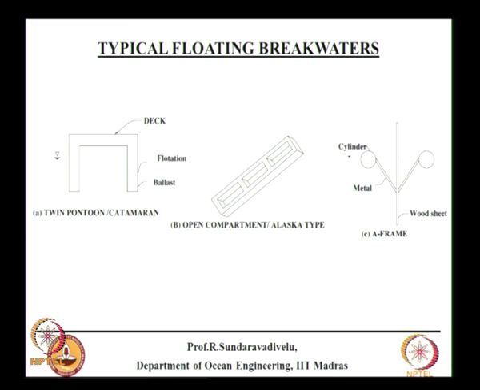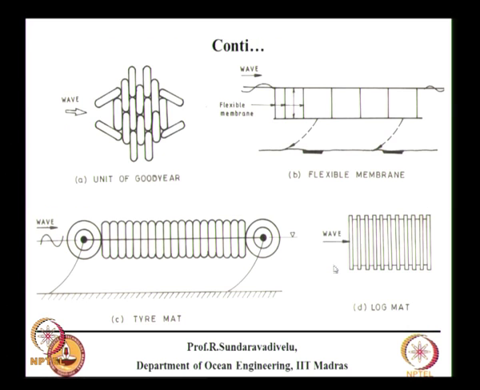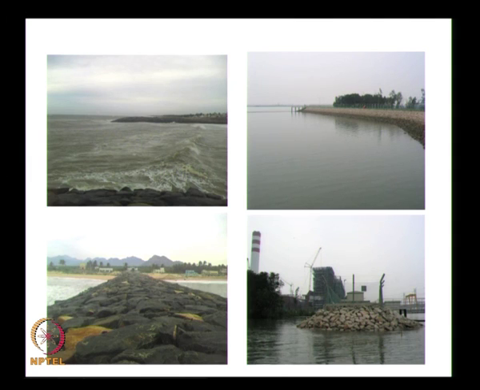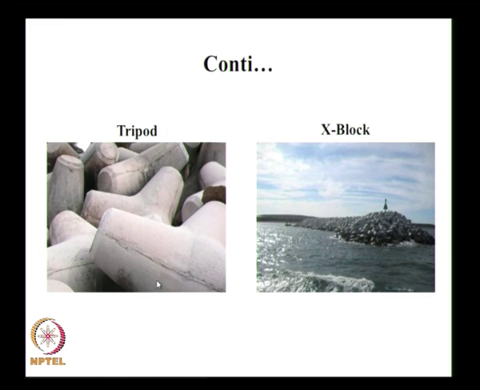These are other forms of floating breakwater. It is called a twin pontoon, the open compartment, then an A-frame. This is tire breakwaters, flexible membranes. This is a tire mat, the long mat. These are some photographs showing the various breakwaters built at various locations. This is called a rubble-mound breakwater. This is a tripod, which is used, and here we use what is known as an X block.